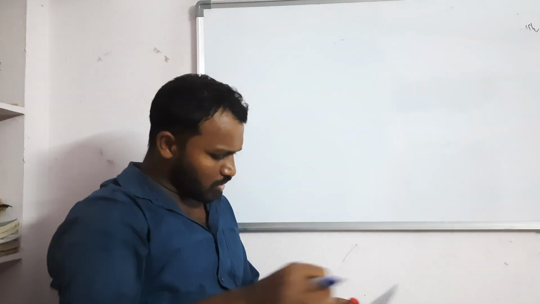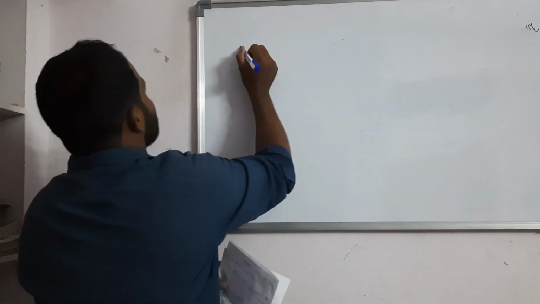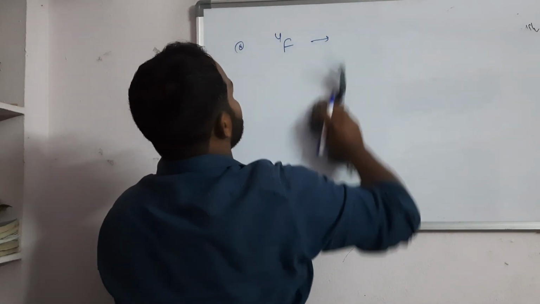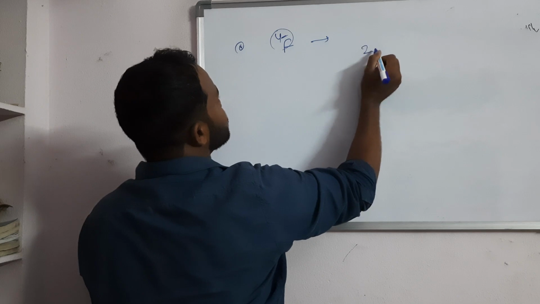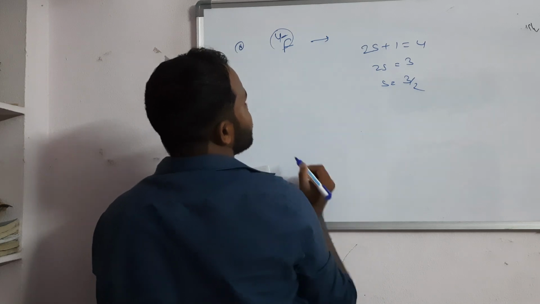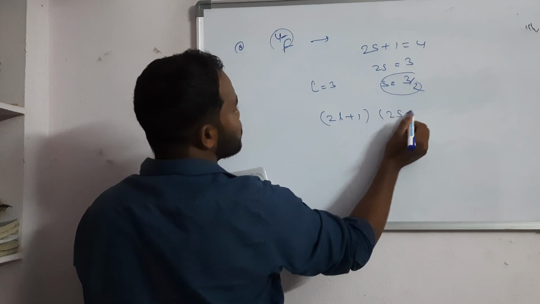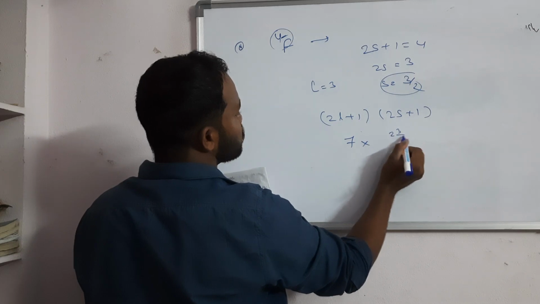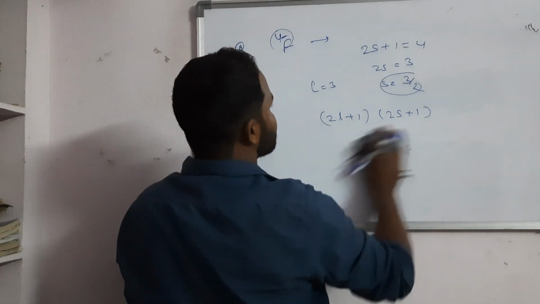Now I am discussing a few questions about part 2 marks questions. Directly they asked quartet F contains how many microstates. For quartet F, 2S plus 1 is equal to 4, 2S is equal to 3, S is equal to 3 by 2, and L value is 3. Substitute into 2L plus 1 times 2S plus 1: 2 into 3, 6 plus 1 is 7, and 2 into 3 by 2 plus 1 is 3 plus 1, 4. Answer is 28. Next.